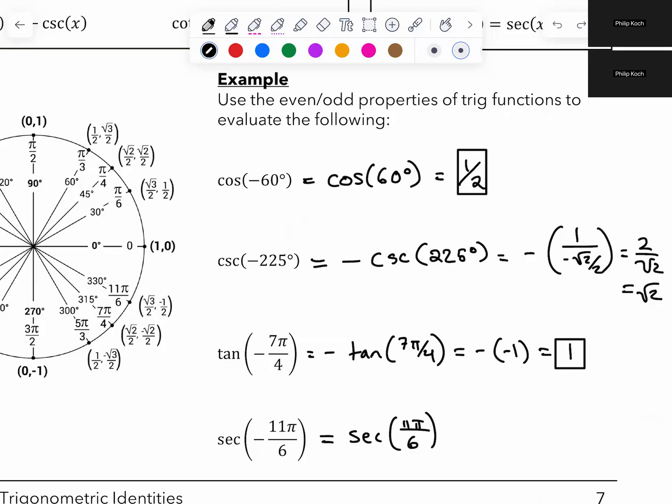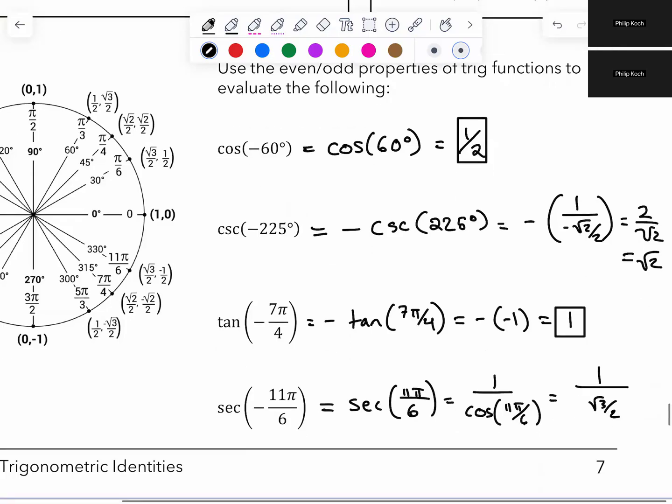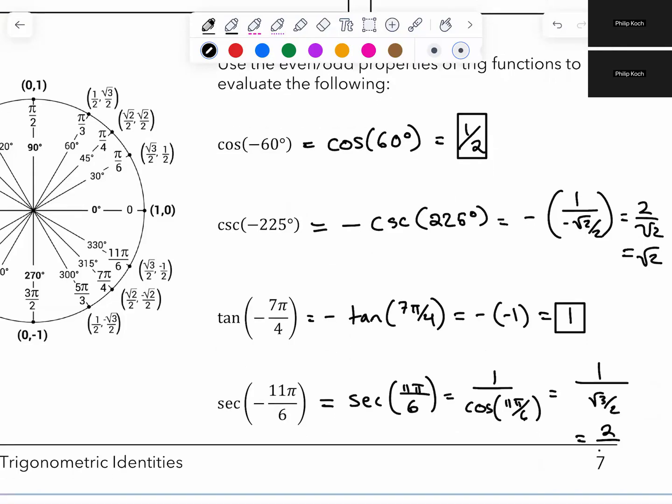And we're talking about secant, which is 1 over cosine. So I'll even write that down. This is equal to 1 over cosine of 11 pi over 6. And cosine of 11 pi over 6, that's the x coordinate, that's square root 3 over 2. So this is 1 over the square root of 3 over 2, which you could leave like that or write it as 2 over square root 3, or you could write it as 2 square root 3 over 3. However you want to write it is fine with me.